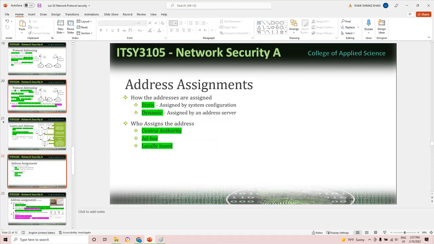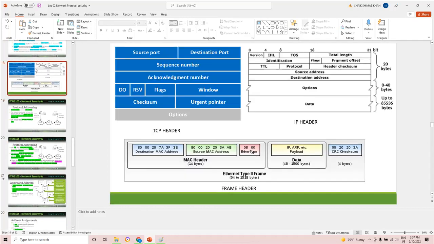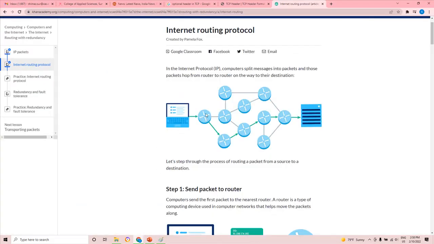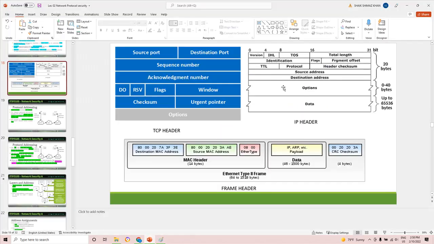Once again, let me give a recap of these addresses. Please understand, at the network layer, the IP address is used. This IP address is used to send a packet from one machine to another machine. Based on that, routing protocols are used to determine the best path. So this is the network address, IPv4 or IPv6. Clear?